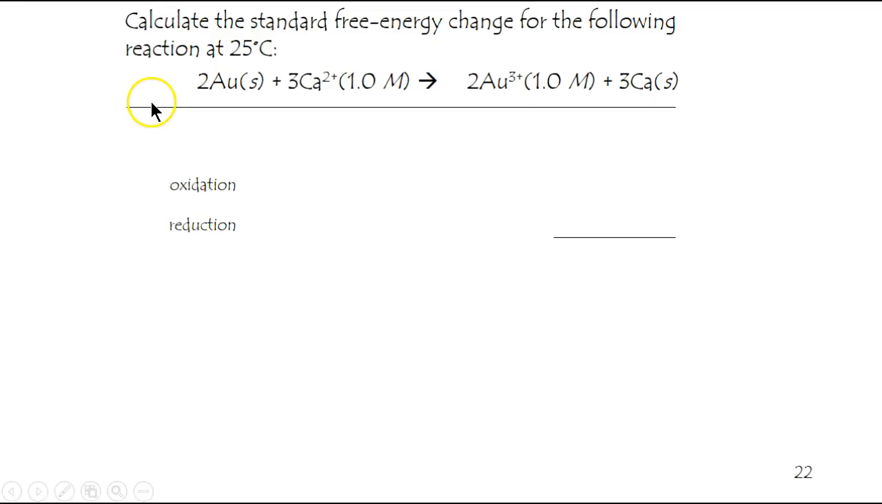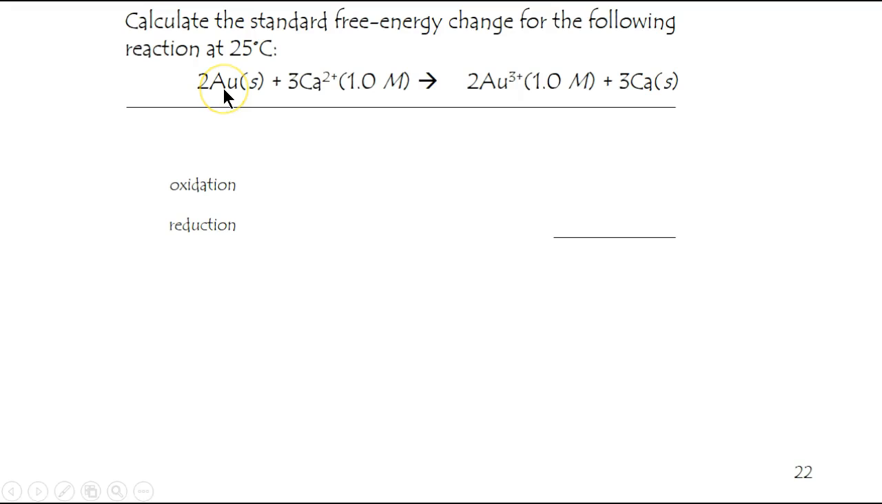Screencast 20.17, we're asked to calculate the free energy change for an electrochemical cell. So for that, we'll use the free energy formula that involves the standard electromotive force for a cell, E0. And that we need to calculate. But we can do that using standard reduction potentials, right?